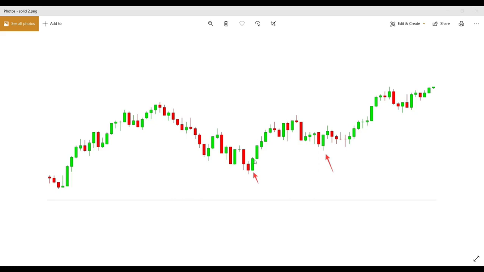So this is a solid bar right here. These are solid bars right here. Now notice how this bar right here didn't really close at its high, but to me it closed close enough. I would say this is around 85% close to the high, so I would definitely use that bar. Same thing here. If I saw this bar at a key level, even though it's not at the peak, it's around 85%, so that's good enough.